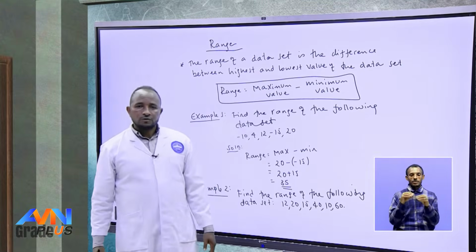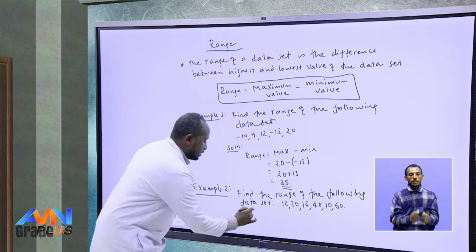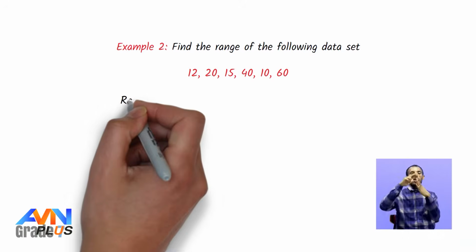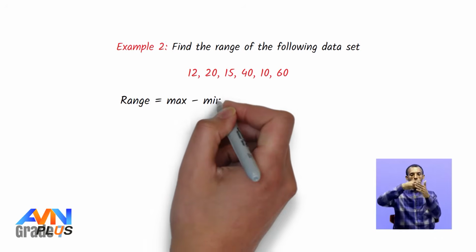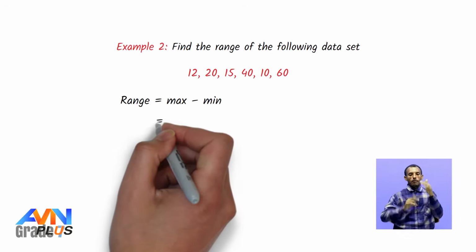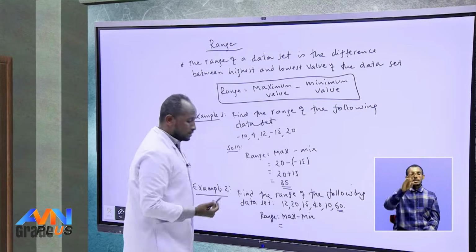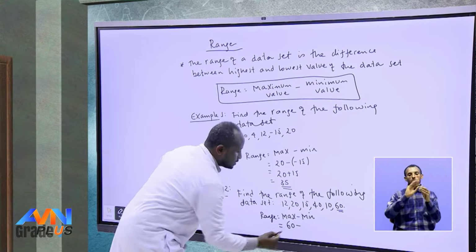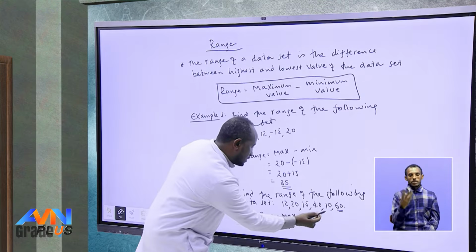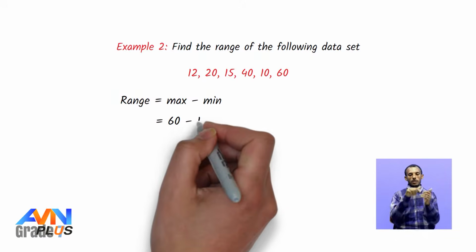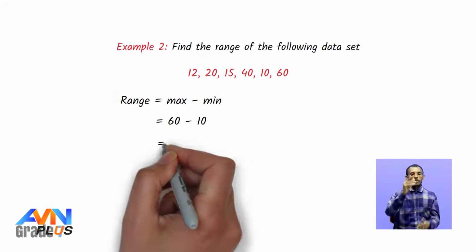Students, have you tried the question? Good. Let's see the answer together. Here, range is given by maximum value minus minimum value. The maximum value in this data set, the biggest, is 60. 60 minus the smallest of this data set, which is 10. Therefore, the answer will be 60 minus 10, which is 50. This will be the final answer.